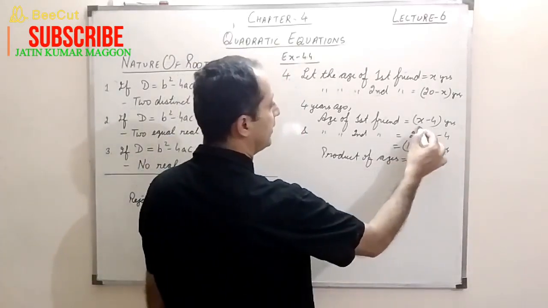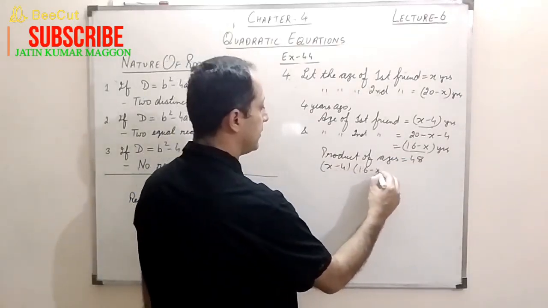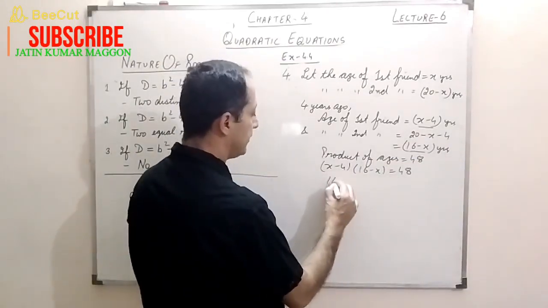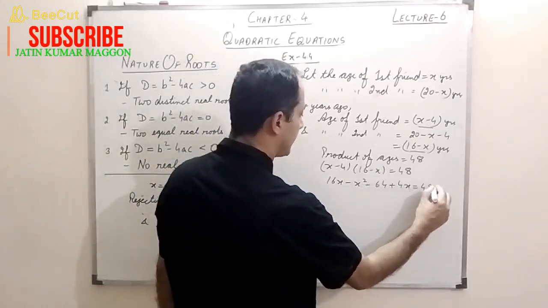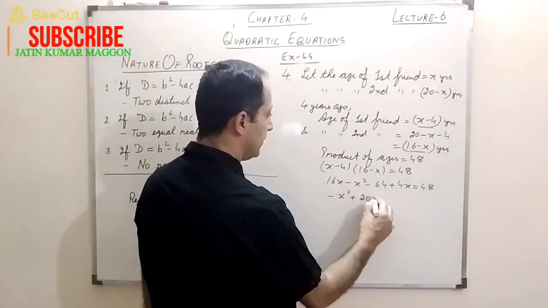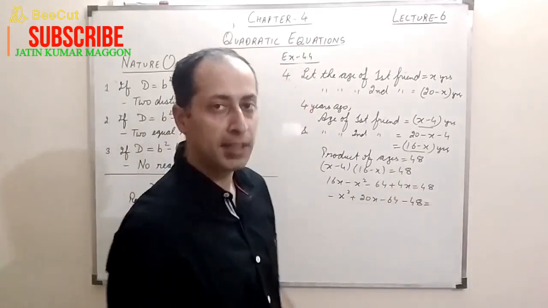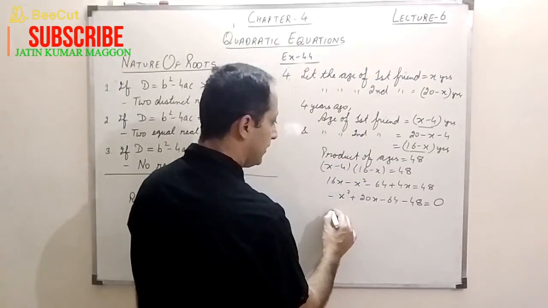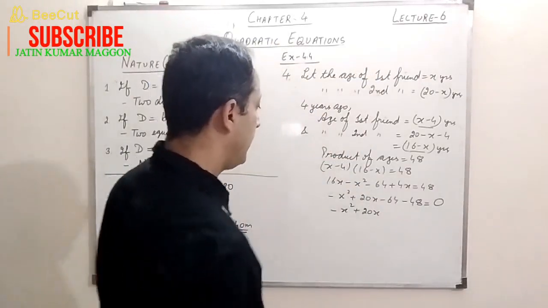So 4 years ago the ages are this and this. So we multiply these two: x minus 4 into 16 minus x equals to 48. Right? Now multiply down, this is 16x minus x squared minus 64 plus 4x equals to 48. Now simplify it: minus x squared, 16 plus 4 becomes 20x minus 64, and this 48 shifted towards the left side, and what is left on the right side? Nothing is there, so we write it as 0. Now simplify this: minus x squared plus 20x minus 112.